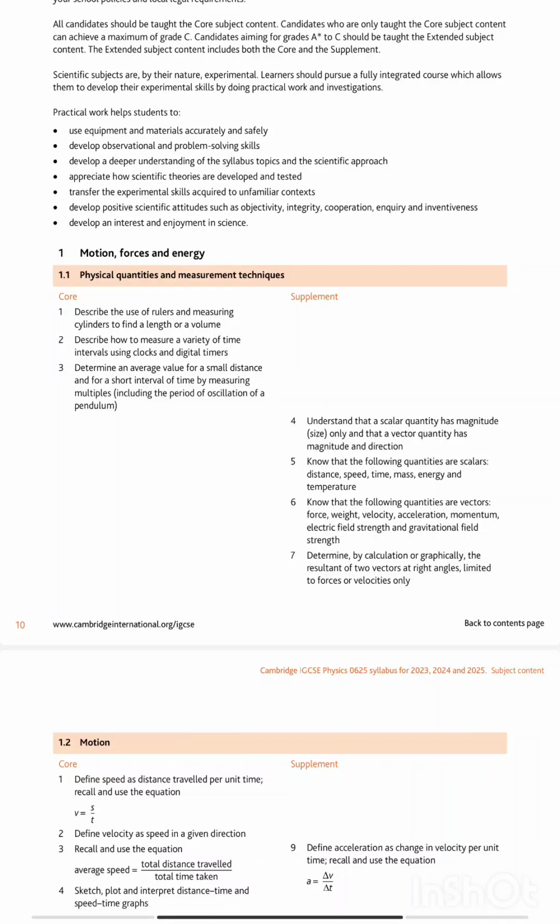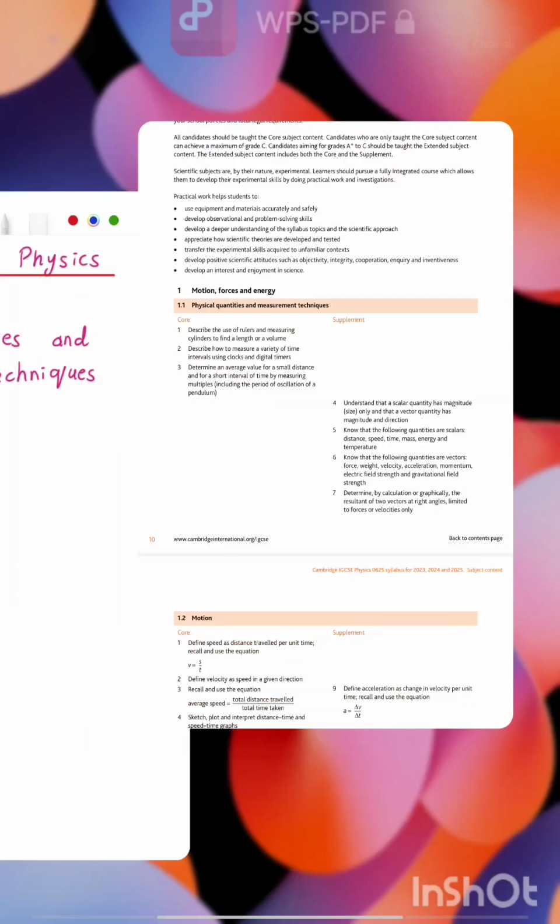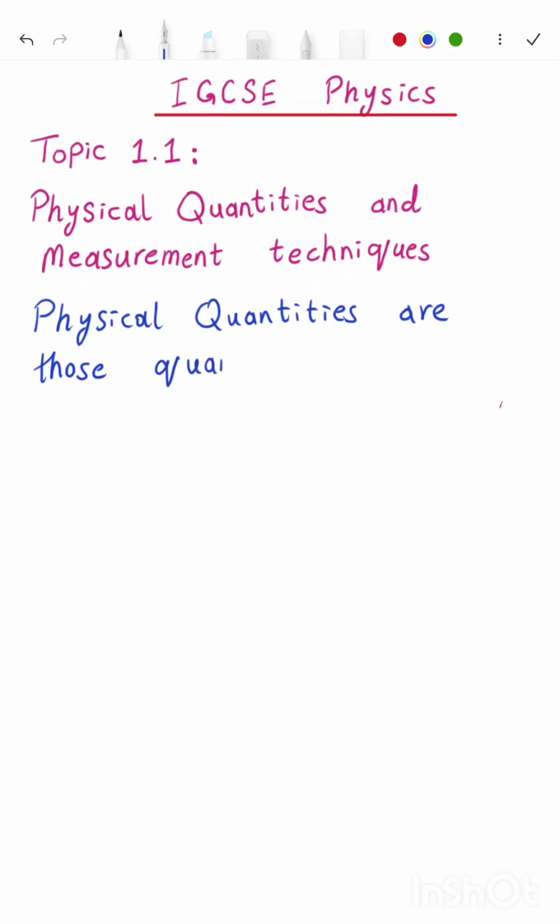So we are starting by describing the physical quantities first. So what are physical quantities? Physical quantities are those quantities that are measurable. Okay, so we'll start with the definition: physical quantities are those quantities that are measurable.